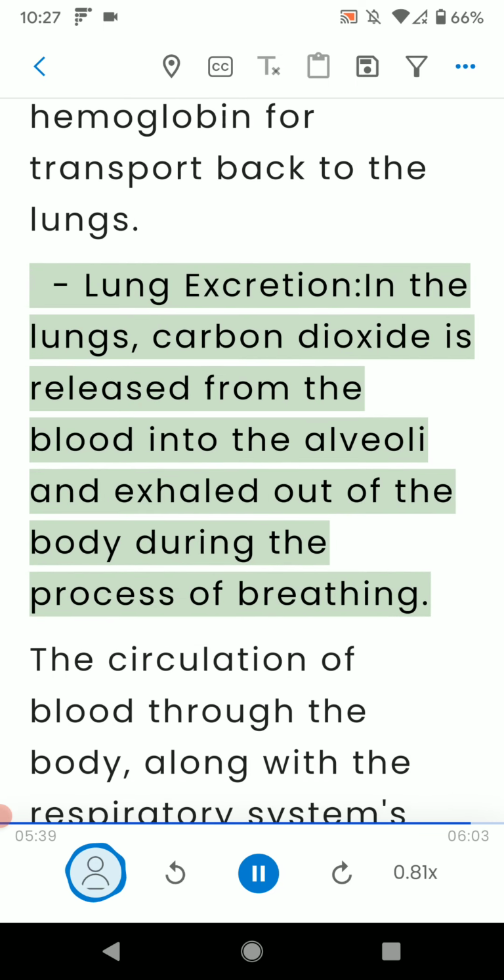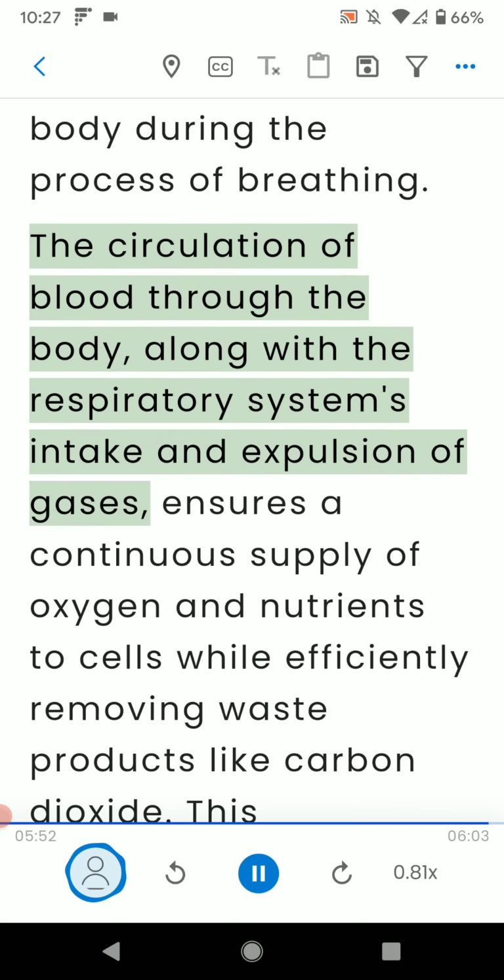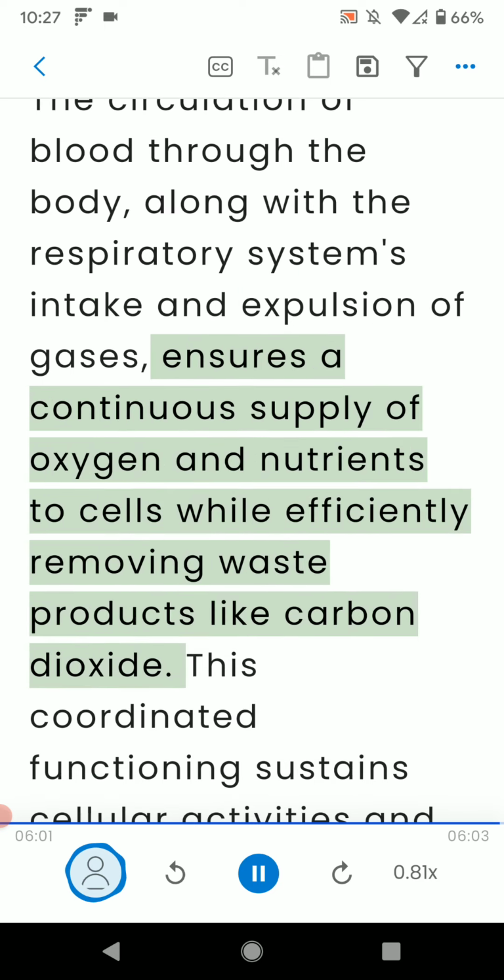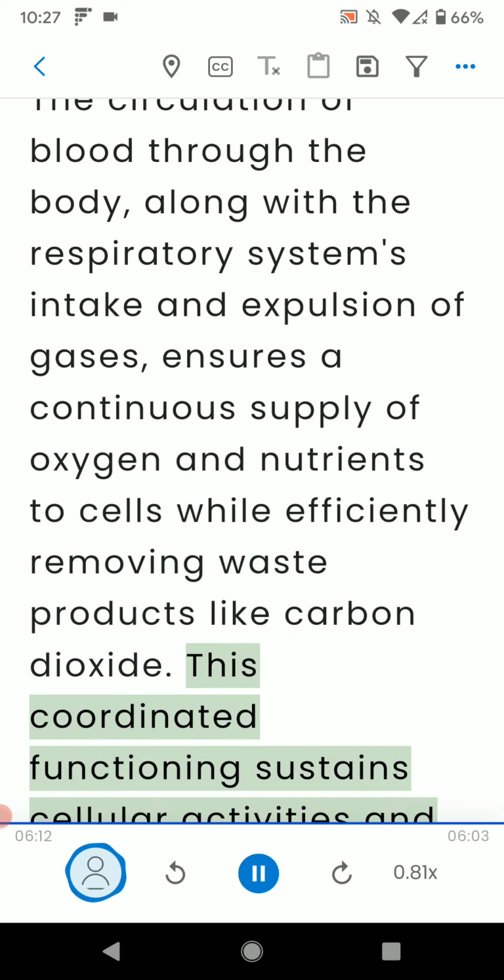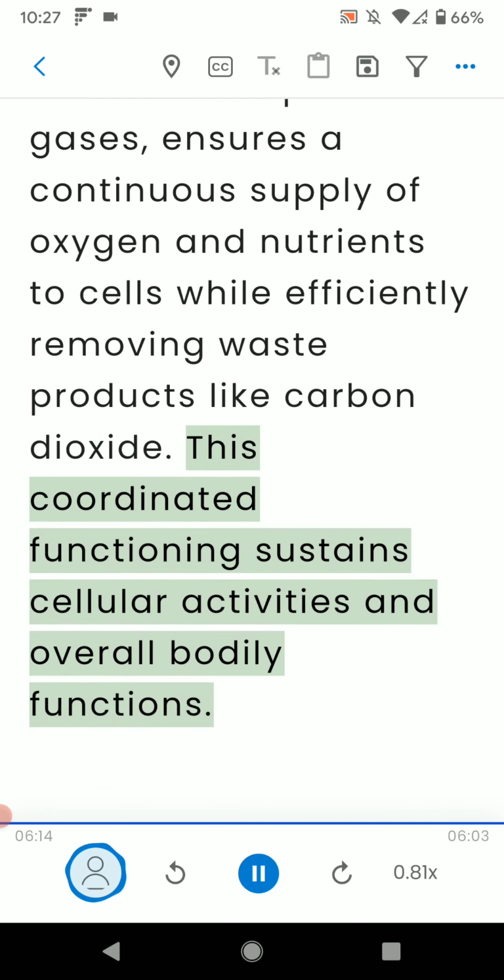Lung excretion. In the lungs, carbon dioxide is released from the blood into the alveoli and exhaled out of the body during the process of breathing. The circulation of blood through the body, along with the respiratory system's intake and expulsion of gases, ensures a continuous supply of oxygen and nutrients to cells while efficiently removing waste products like carbon dioxide. This coordinated functioning sustains cellular activities and overall bodily functions.